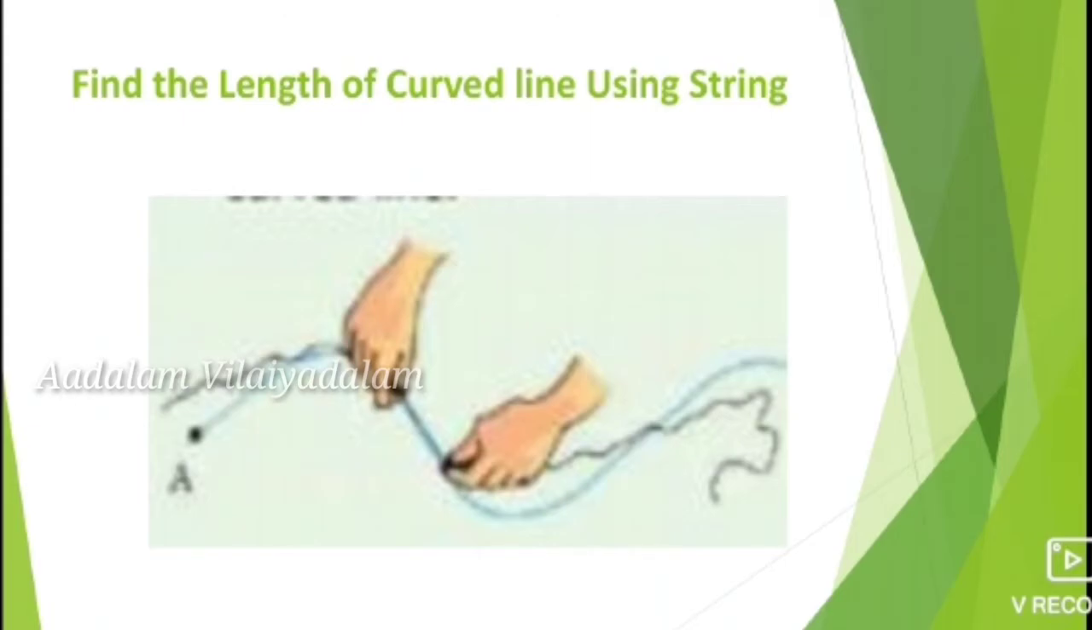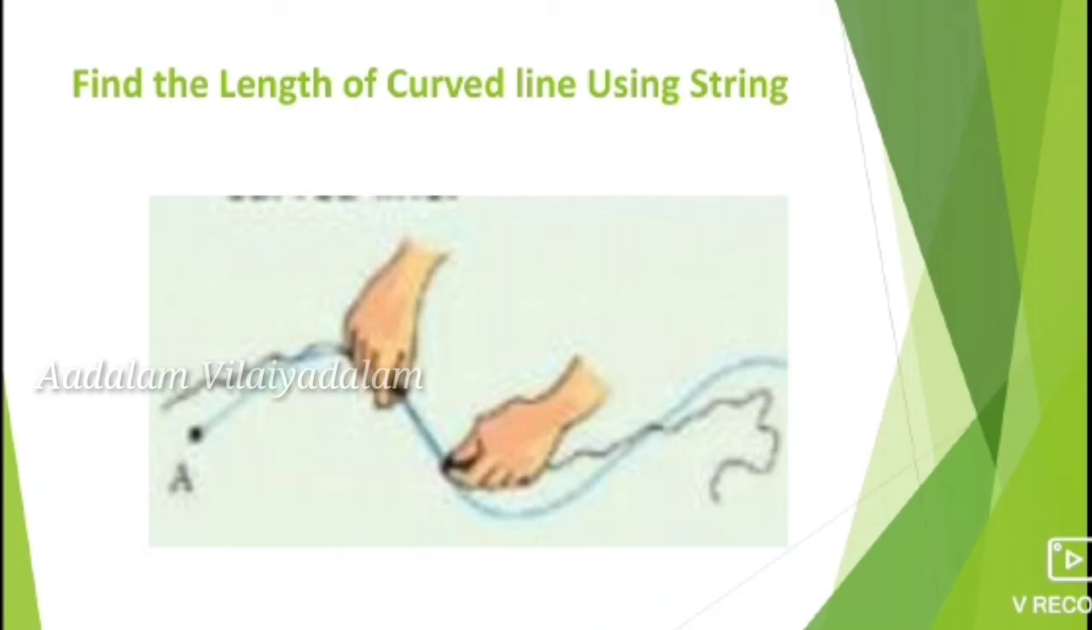First we draw a curved line on a paper and mark its points as A and B, and place a string, that is thread, along the curved line properly to cover all sides of the curved line. Now cut the string at the end of B and place it on the scale and measure the distance between the two ends of the string from the starting point 0 on the scale. Now you will get the length of the curved line. So the length of a curved line is measured using a string.